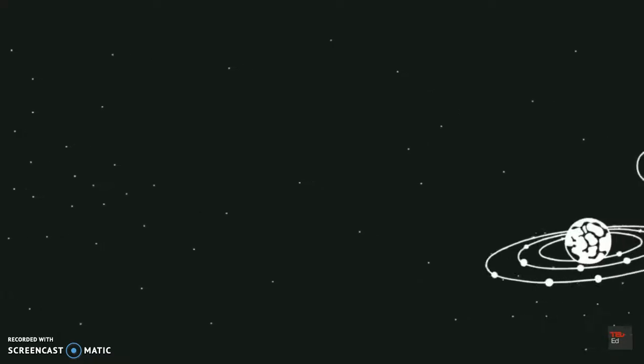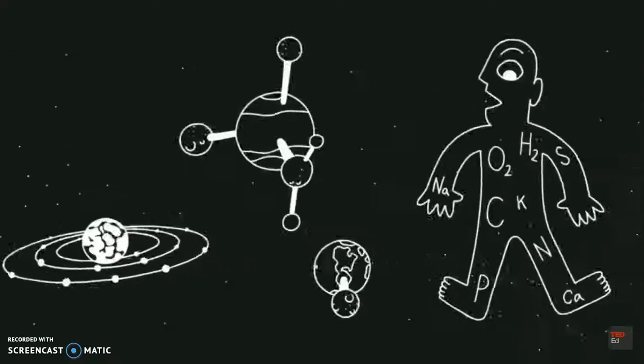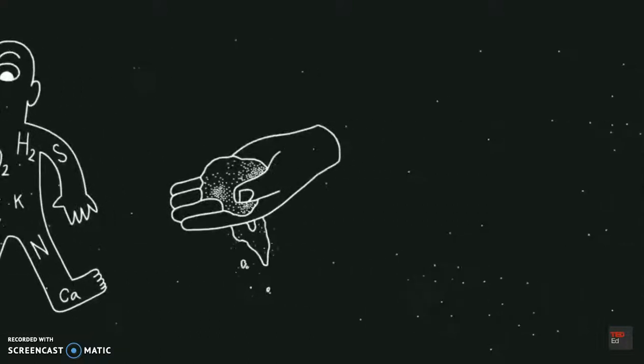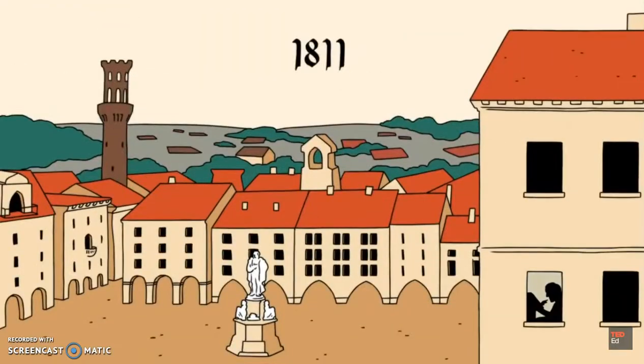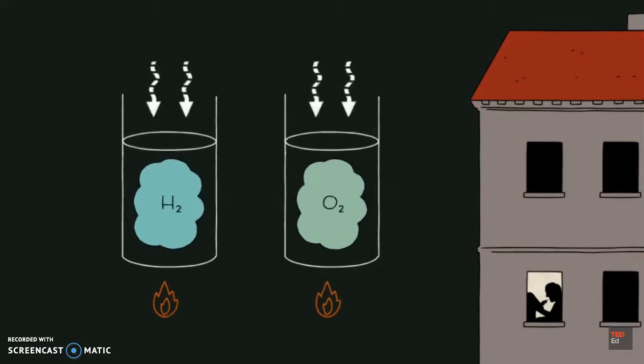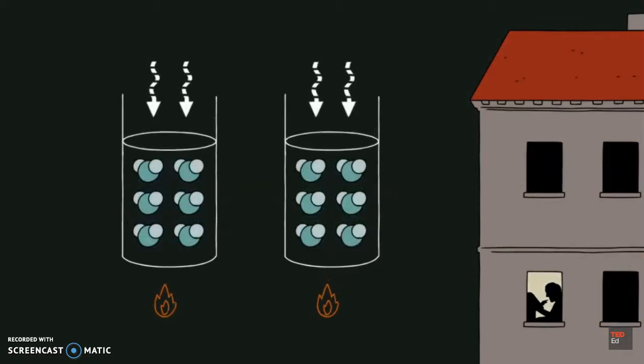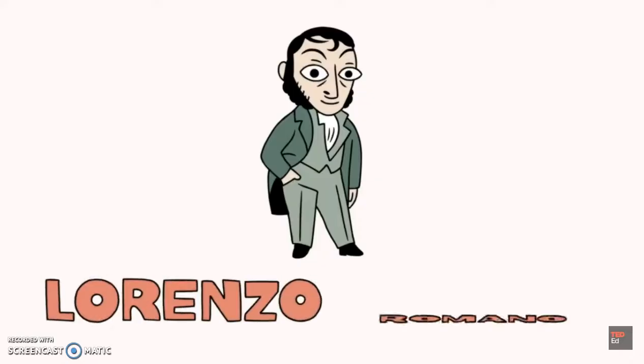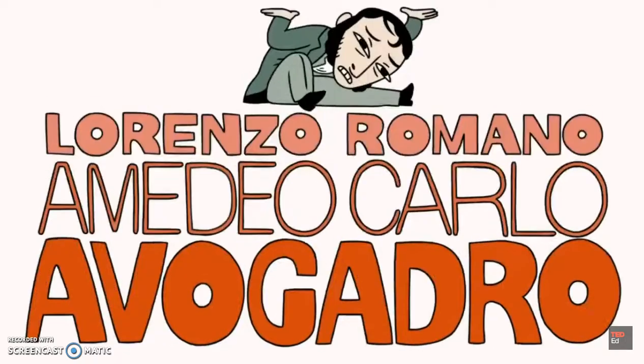Have you ever wondered how many atoms there are in the universe, or in your body, or even in a grain of sand? Scientists have wanted to answer that question, but how do you count something as small as an atom? Well, in 1811, someone had an idea that if you have equal volumes of gases at the same temperature and pressure, they would contain an equal number of particles. His name was Lorenzo Romano Amedeo Carlo Avogadro.